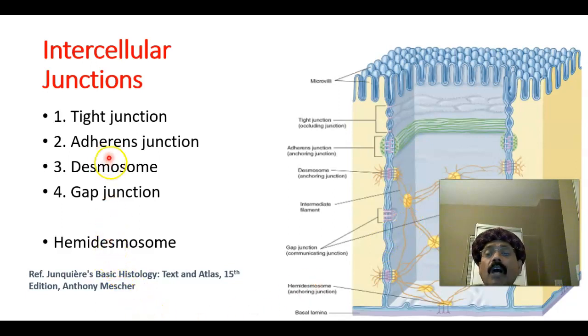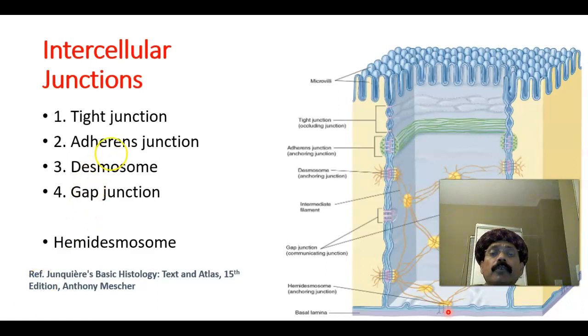Hemidesmosome means half desmosome, which anchors the basal surface of the epithelium to the basal lamina here. This is half the desmosome. This is for an anchoring purpose, like that of the desmosome and the adherens junction. Here, half of the desmosome connects the basal part of the epithelium to the basal lamina.